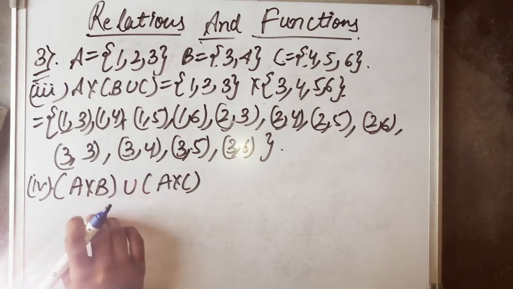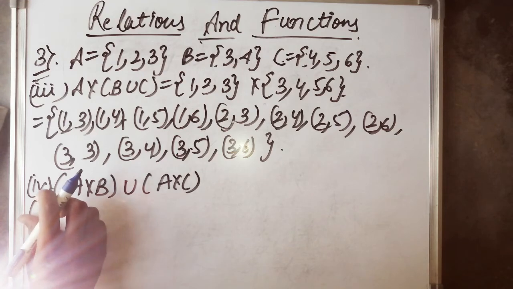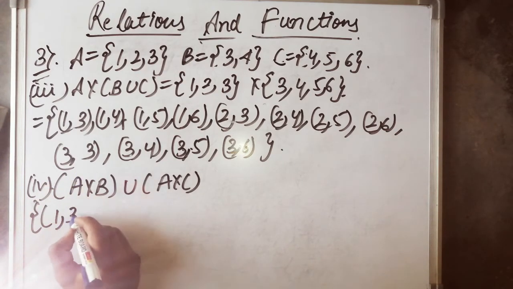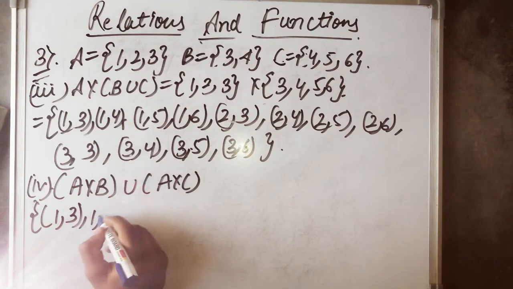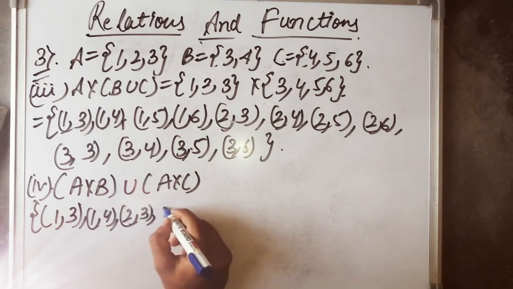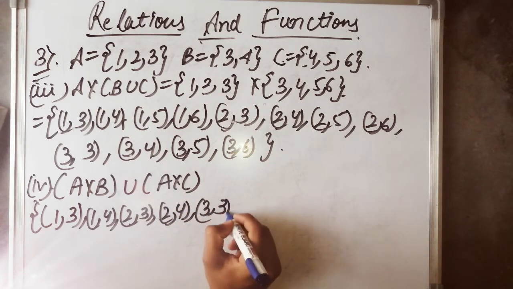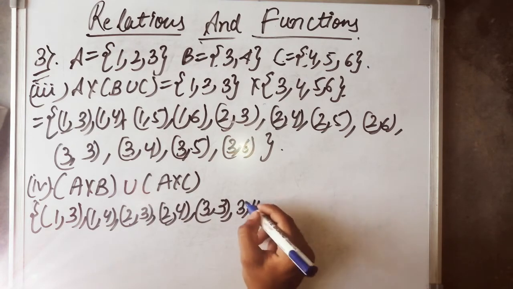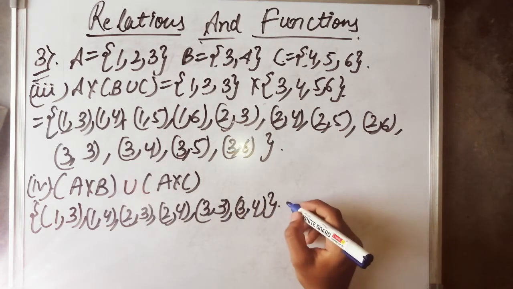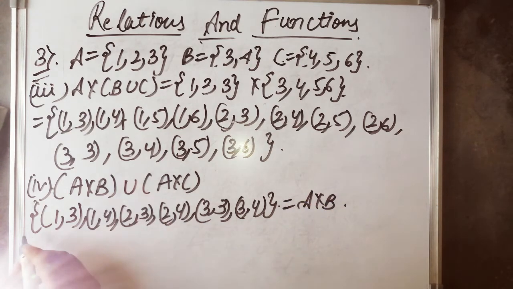So what is A cross B? A cross B is (1,3), (1,4), (2,3), (2,4), (3,3), (3,4). Okay, A cross C. This is A cross B.